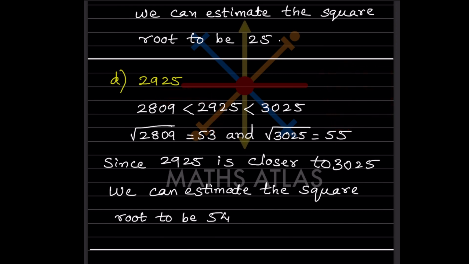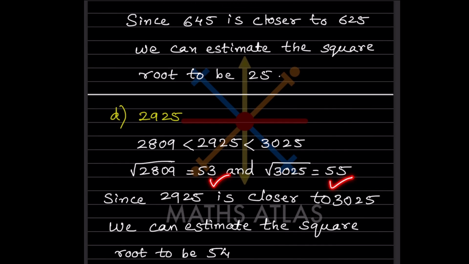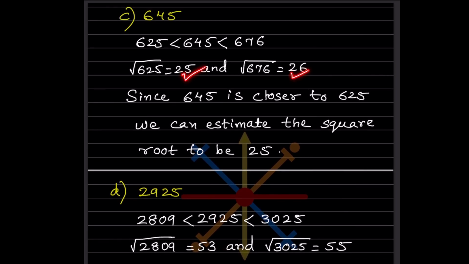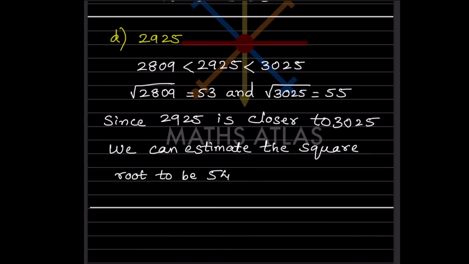So that is 53, this 2809, and this will be 55. 54 is not possible. Here 3025 will be the next number. So this is 55 and this is 53. Here it was 25 and 26. Here we can see 2925 is closer to 3025, but since the difference is between 53 and 55, we can estimate the square root by taking the middle number, that is going to be 54.